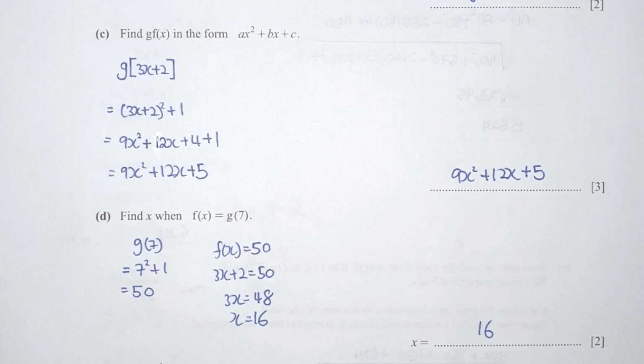As for part D, find x when function f x equals g7. So as per usual, I find g7 first. You will get 7 squared plus 1 equals 50. Then function f x equals 50. So your f x here is actually 3x plus 2. 3x plus 2 equals 50. Your 3x will be 48 and x will be 16.